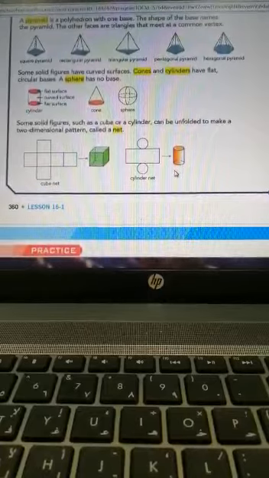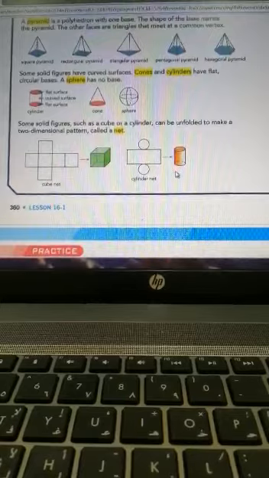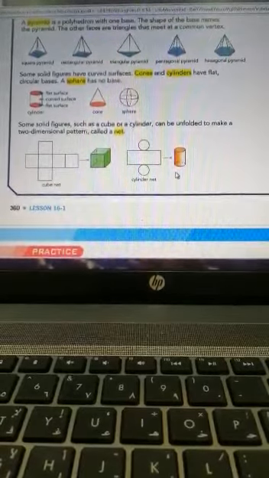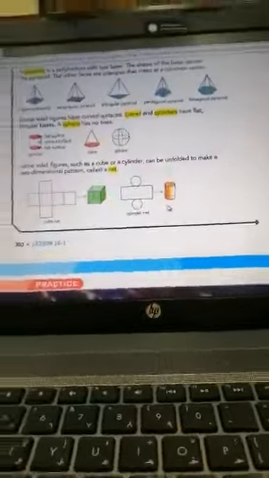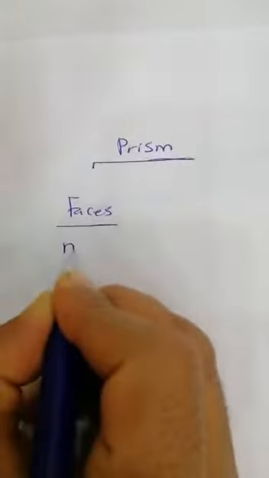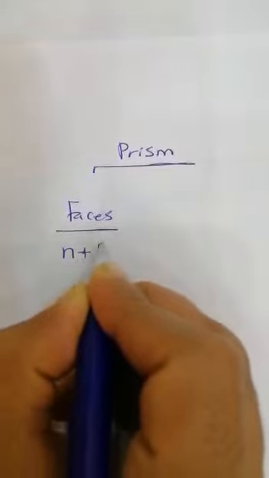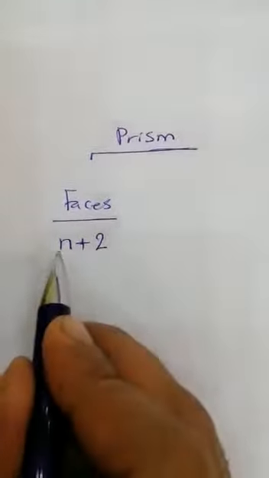Now there is a relationship between the faces, vertices, and edges with the type of the prism and the pyramid. For example, if we have a prism, the number of faces equals n plus 2, okay. What's n here? And here is the number of faces.